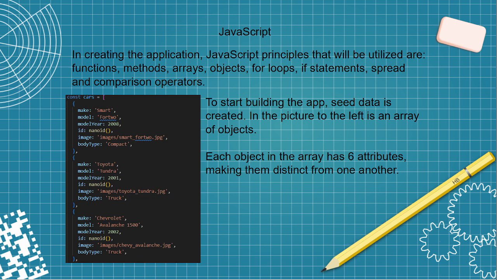JavaScript, when creating this particular React application, the JavaScript principles that I used in this particular project are functions, methods, arrays, objects, for loops, and if statements, and spread and comparison operators. So to get the app started, I created seed data in JavaScript, and what you see is an array of objects. Each object within the array has 6 attributes to make them all distinct from each other.